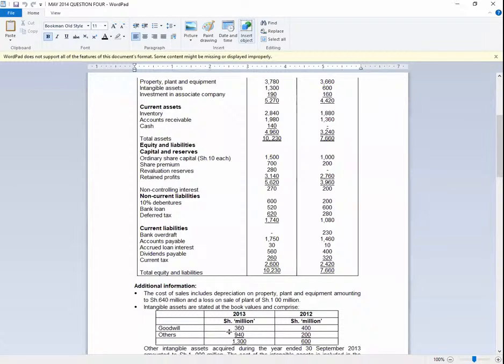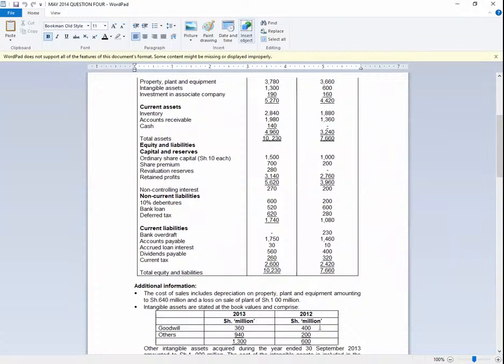There was no new subsidiary that was acquired in the year. There were no disposals. At this level, you can't be given those things. So at this level, when I see the goodwill being given, you can see in 2012, goodwill was 400. And in 2013, the goodwill is 360.